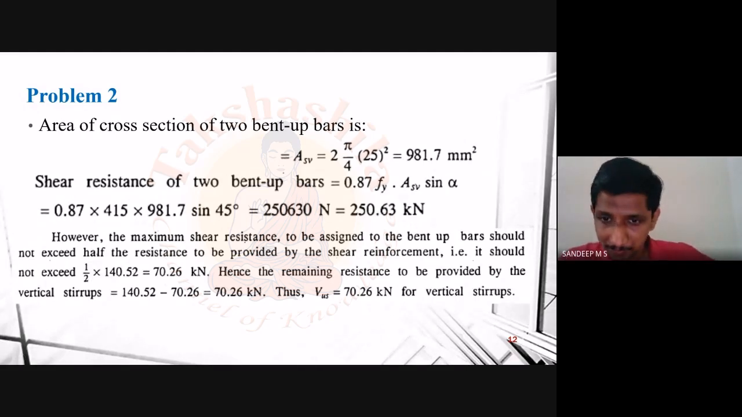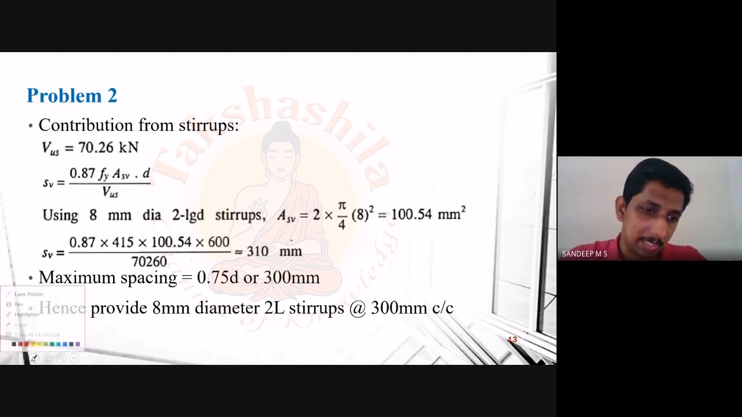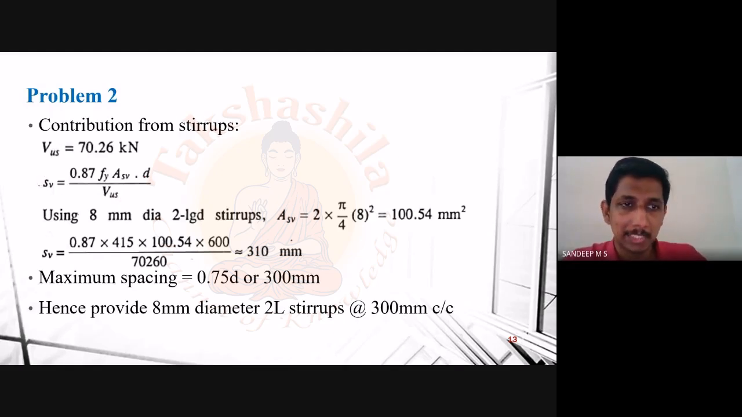Now, the remaining VUS is 70.26 kilonewton. For that we will provide vertical stirrups. Now we will follow the usual procedure which we have done in the previous problem. So basically now the VUS value is 70.26. Now what we can do, we have the equation VUS is equal to 0.87 Fy ASV into D by SV. From this we will take the SV to the other side.